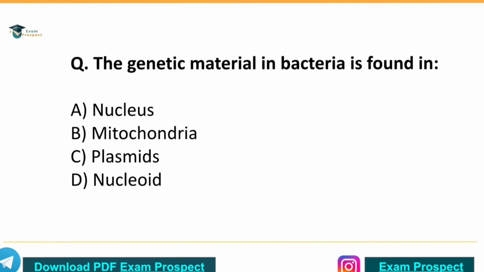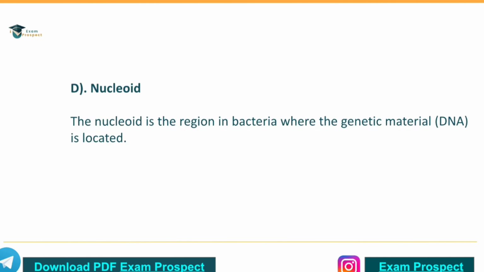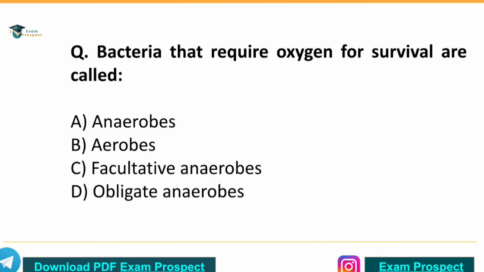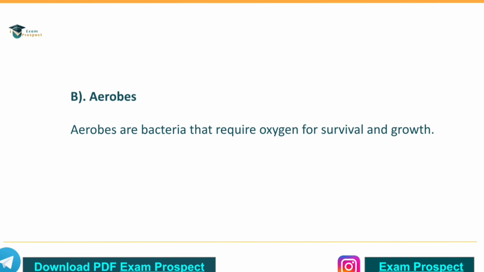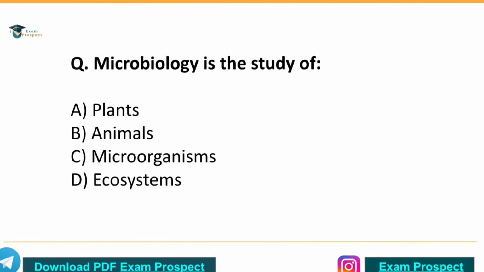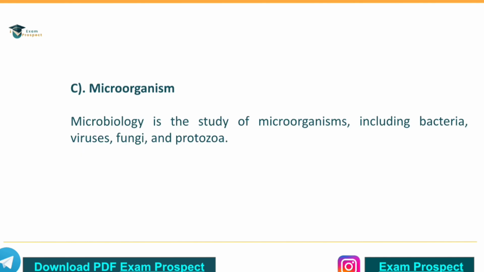Next question, the genetic material in bacteria is found in? Correct answer is option D, nucleoid. Next question, bacteria that require oxygen for survival are called? Correct answer is option B, aerobes. Next question, microbiology is the study of? Correct answer is option C, microorganisms.